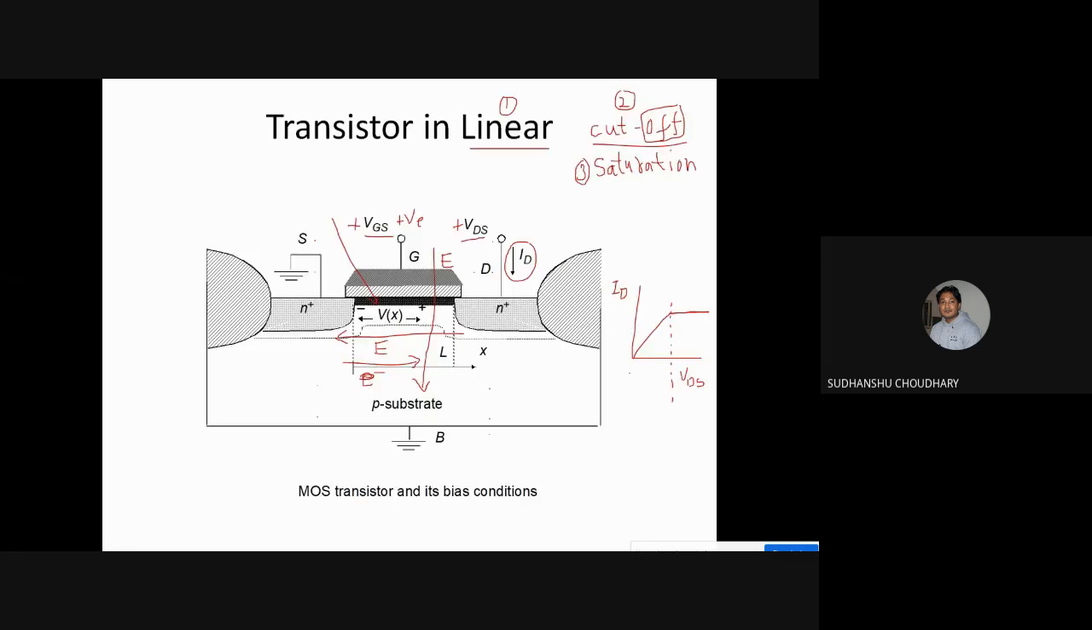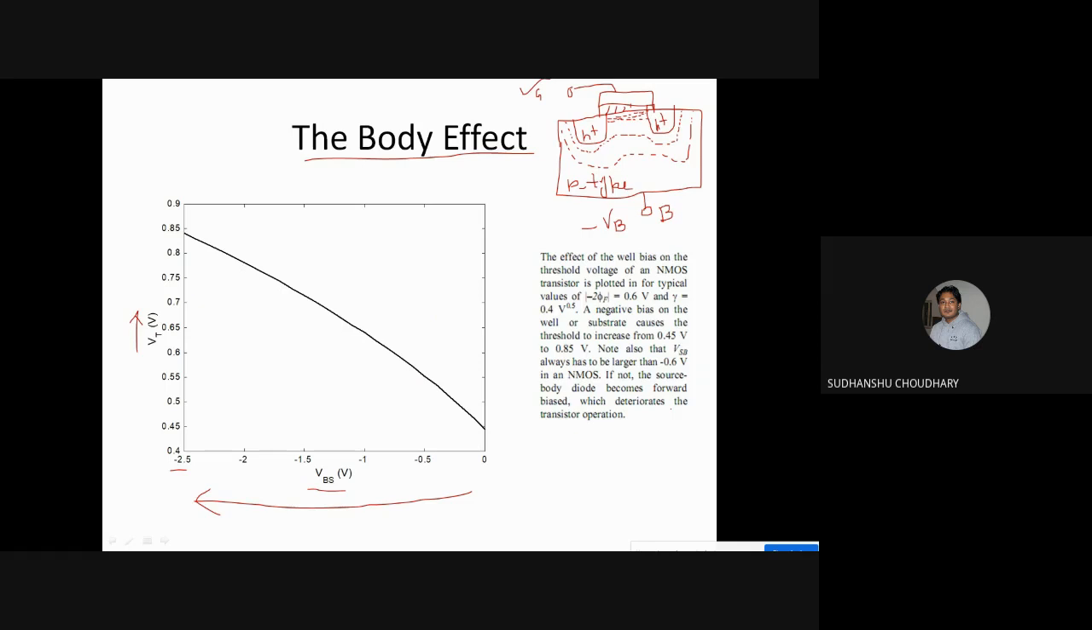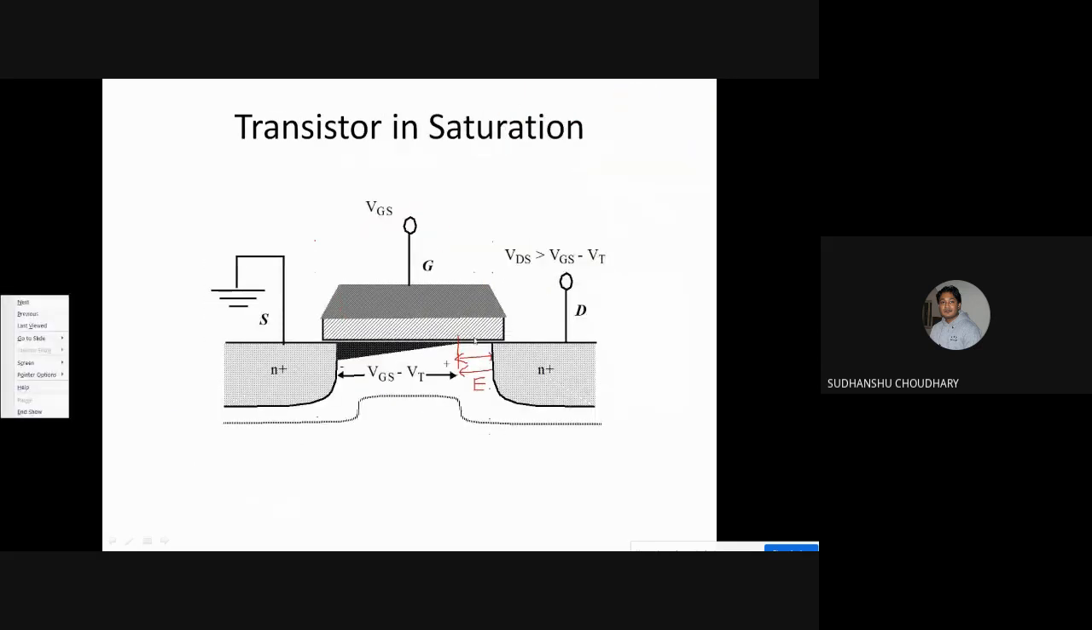So that is why I had shown over here that if you increase VDS beyond VGS minus VT, a saturation point comes up. That is, current saturates because now the channel is pinched off.